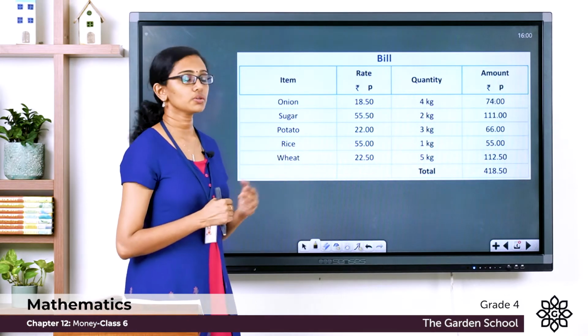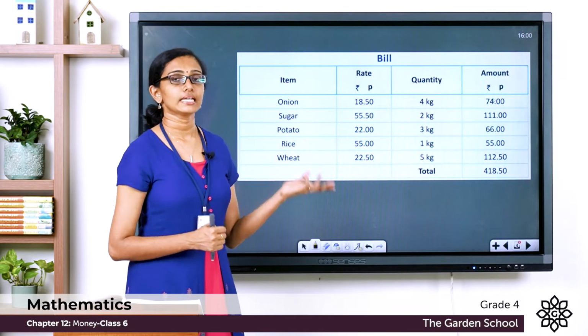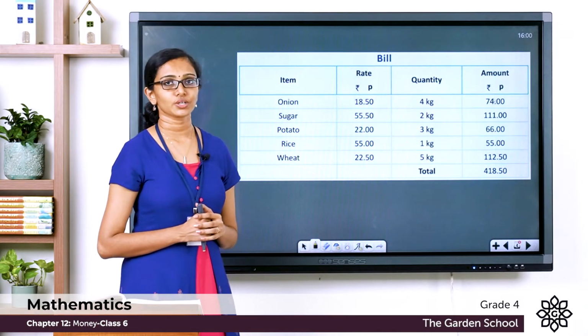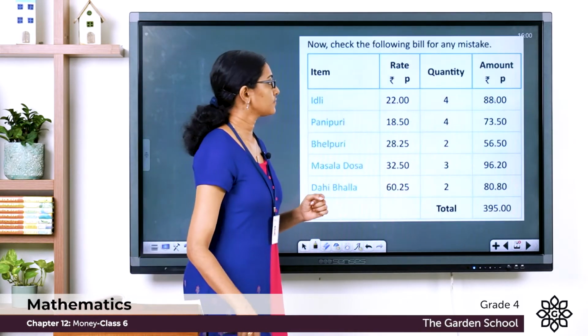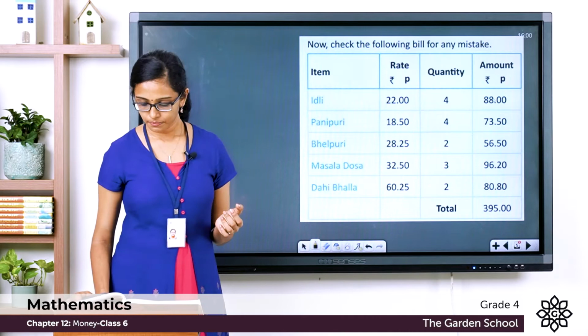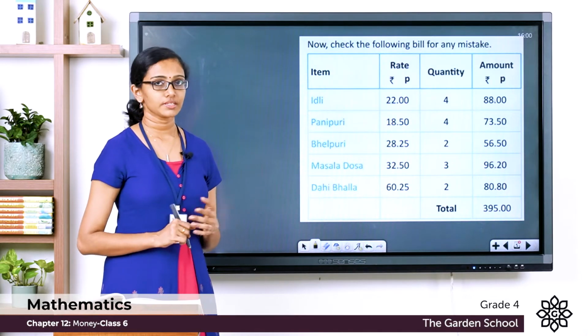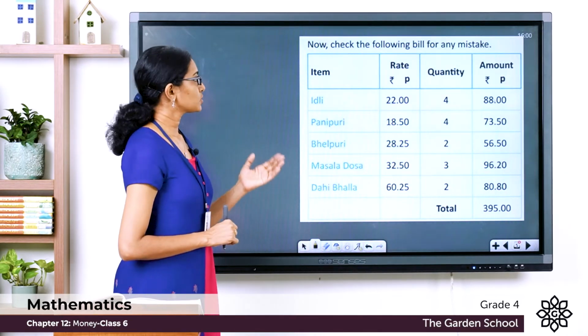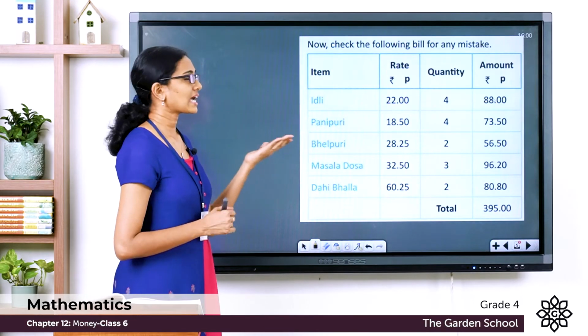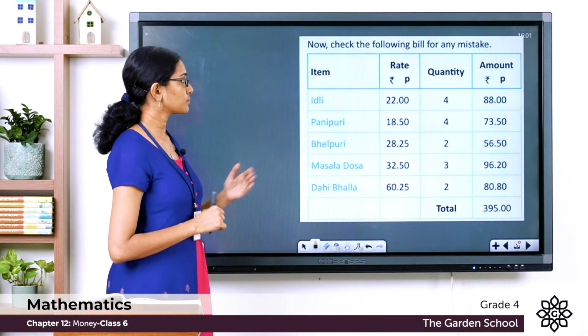So this is how you calculate the total amount in a bill. Hope this is clear to you. Now let's see a different example. This is from page number 170 of your textbook. You have to check the following bill for any mistake. So let's go through the bill once.